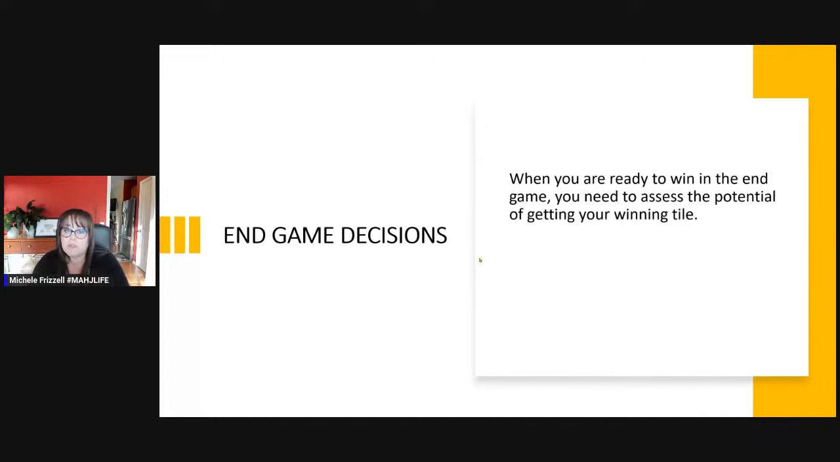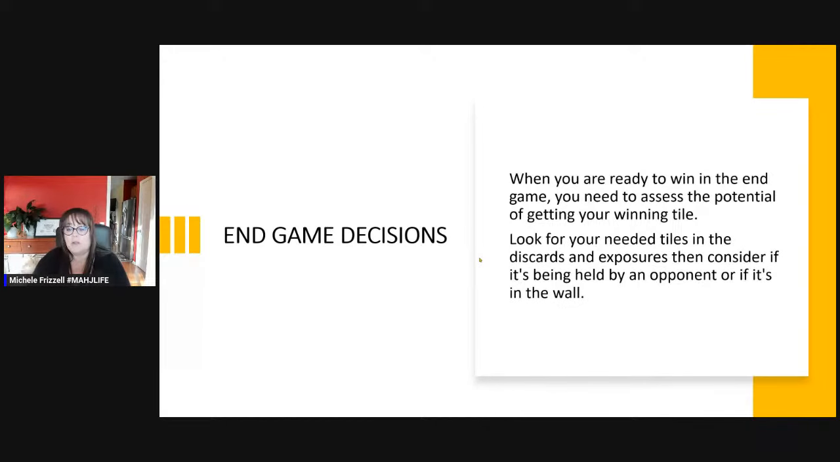When you are ready to win in the end game, you need to assess the potential of getting your winning tile. Look for your needed tiles in the discards and exposures, then consider if it's being held by one of your opponents or if it maybe could be in the wall. So that's why it's important to train yourself to look for discards and exposures to figure out what your opponents are playing in order to determine if they've got your tile and if they're going to keep it.